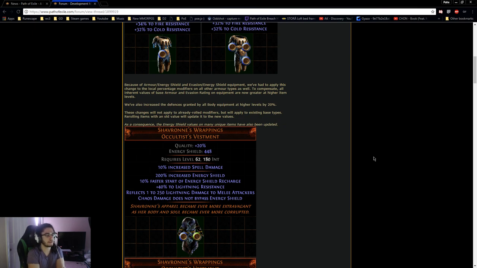Because of armour/energy shield and evasion/energy shield equipment, we've also had to apply this change to the local percentage modifiers on all other types as well. To compensate, all inherent values of base armour and evasion rating on equipment are now greater at higher levels. We've also increased the defenses granted by all body equipment at higher levels by 20%. That's pretty nice. The only problem is people still won't play armour evasion unless you can get your life ridiculously high.